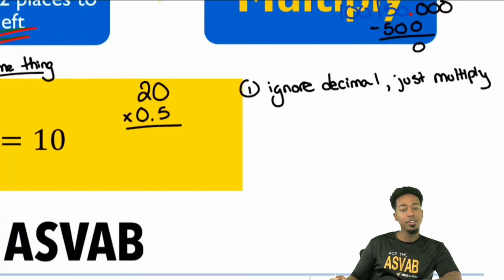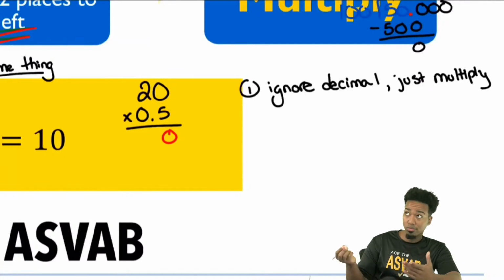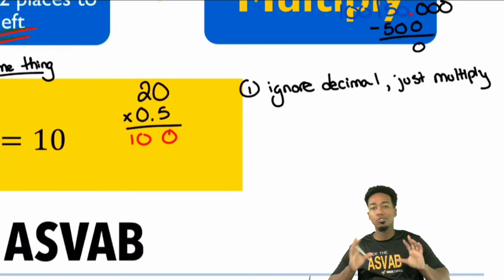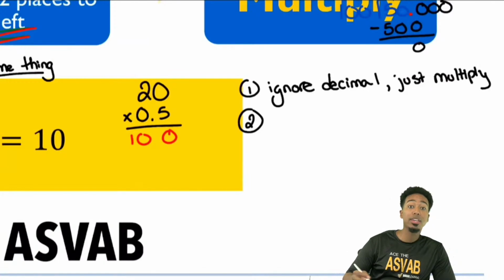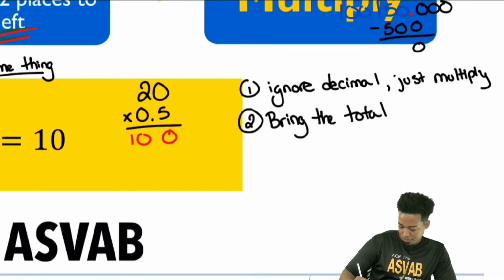So let's go ahead and do that here. Right here, we're going to have 0 times 5. 0 times 5, that's going to be 0. Then we have 2 times 5, and that's going to end up being, well, 10. So we'll write 10 down. So that's step number 1. Ignore the decimal, just multiply. Step number 2, we're going to go ahead and bring all the decimals back. Bring the total number of decimals back.